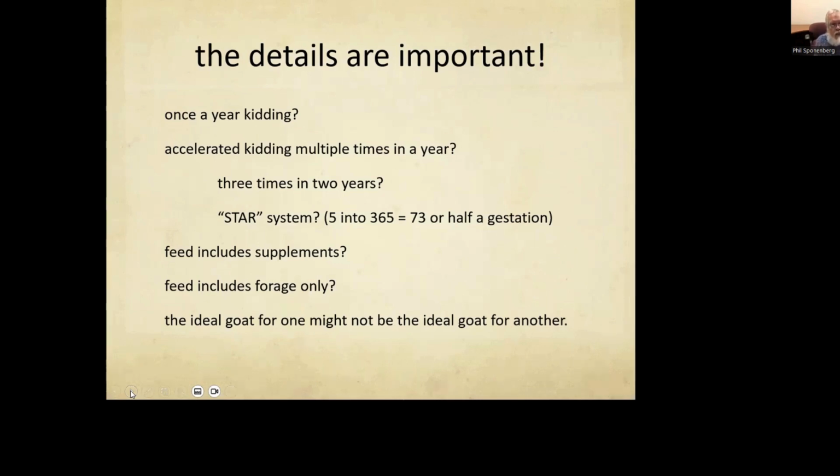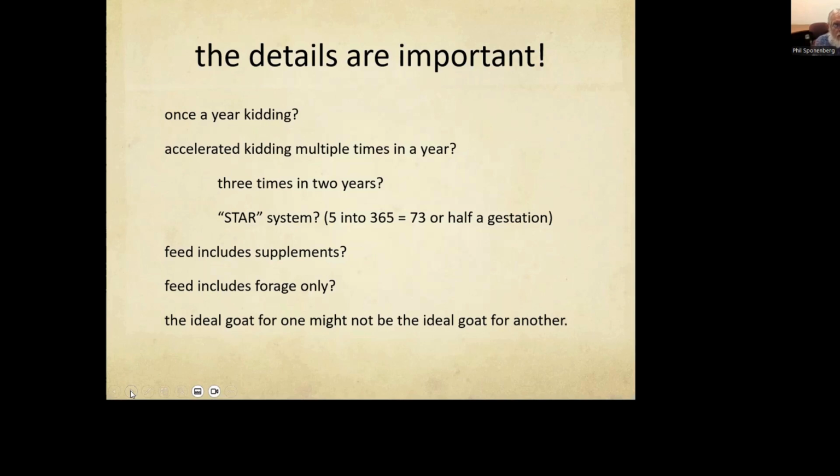It complicates it a little bit because about a month before each kidding, you're going to go ahead and examine those does, see which ones are bagging up, and get those to where they can get the nutritional support they need and the management support they need. So it's an elegant system, but it requires extra input, especially management. And that's not going to be realistic in all situations.